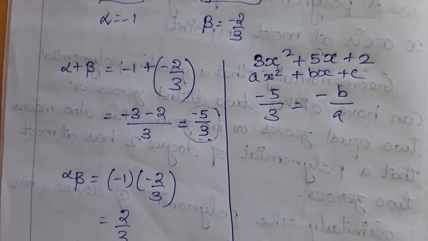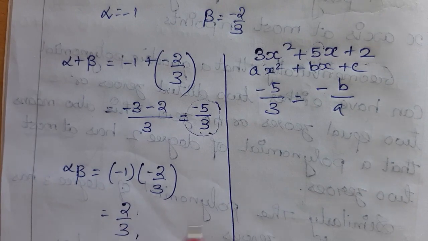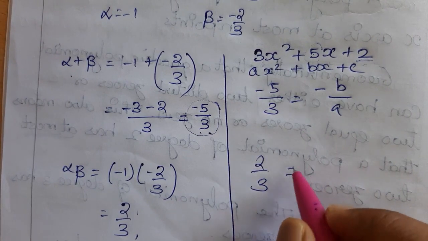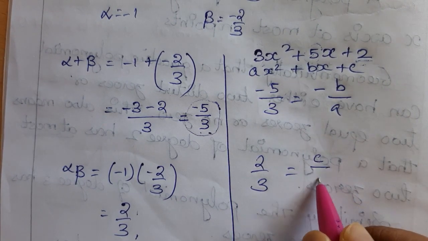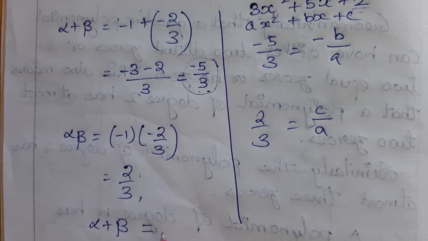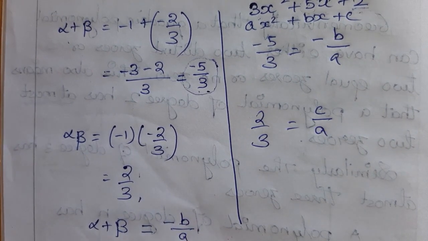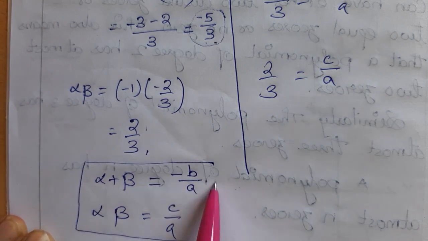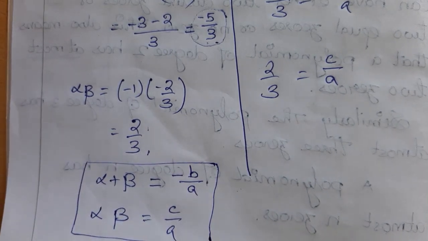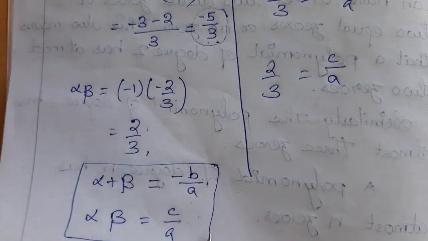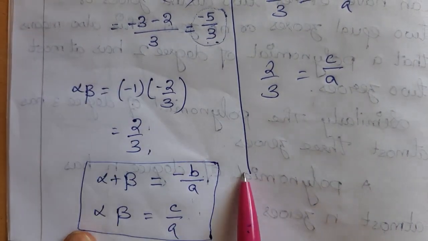Let me compare alpha into beta, 2 by 3. Here the 2 is the constant and 3 is the a. So 2 by 3 we can write in the form of c divided by a, right? Yes, now we compare. If you add the two zeros, it will be equal to minus b by a. If you multiply the two zeros, it will be equal to c by a. So remember that this is the relation of zeros and coefficients, right? Alpha and beta are the zeros, and a, b, c are the coefficients of the given quadratic polynomial.